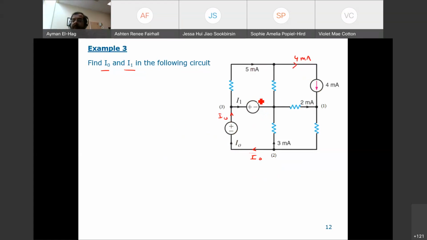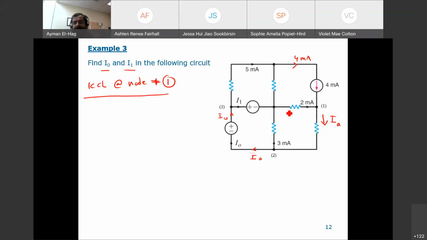Okay, so now let's find my I0 and my I1. Let me apply KCL at node number 1. And here we learn something: sometimes we need to add a variable to the circuit. Here I have 4, I have 2, but I don't know what this current is. This is not given to me, so I will identify this current. I will call it IA.